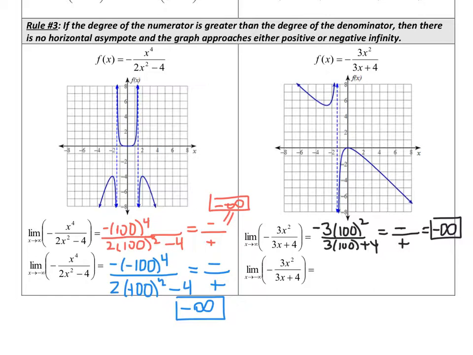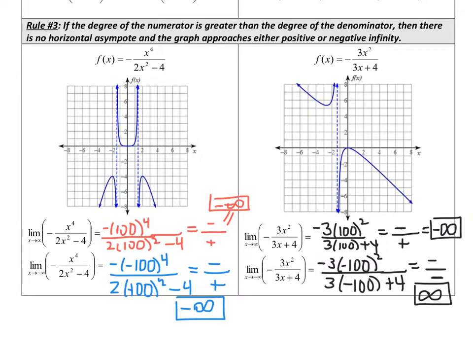All right, now let's try as x approaches negative infinity. I'm going to plug in a very small number. So negative 3 times negative 100 squared over 3 times negative 100 plus 4. So the numerator will be negative and the denominator will be negative. A negative divided by a negative is a positive, so this will approach positive infinity. And we can prove it. As x approaches negative infinity, the graph is headed up.